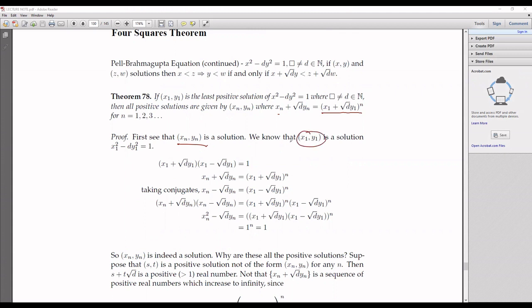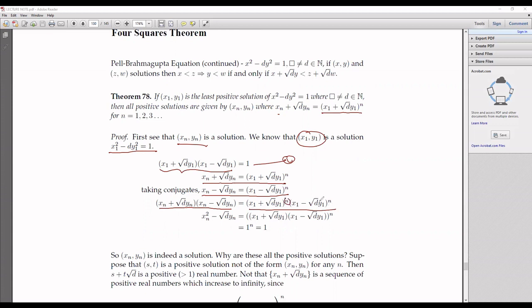We are considering x1, y1 as a solution. That means this equation is true. Factorize the left-hand side using the formula of a square minus b square to get this. So this is an equation we are going to use. Now, the definition of xn and yn is given by this equation. What I'm doing is taking the conjugate on both sides to get this. And I'm multiplying these two equations to get this product equals this product.